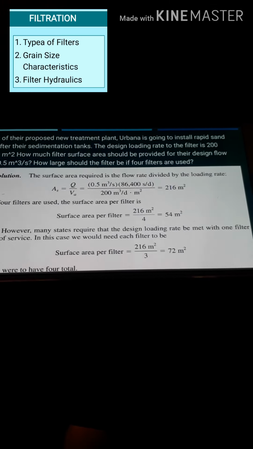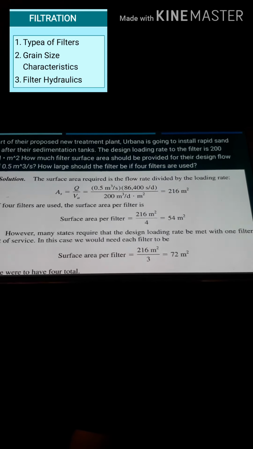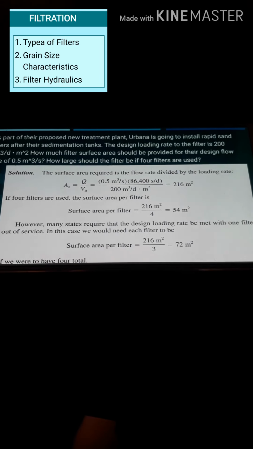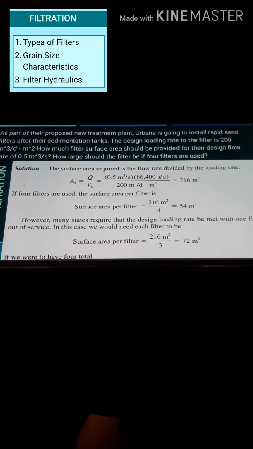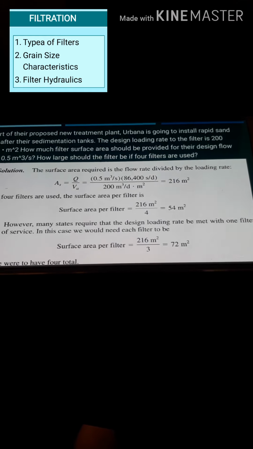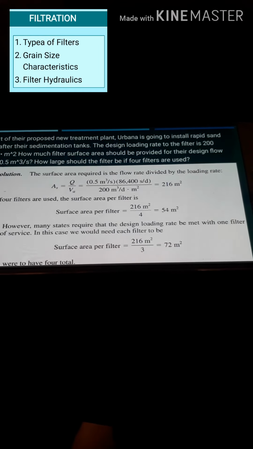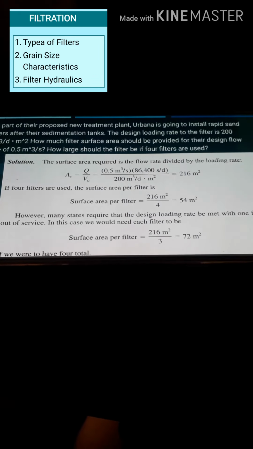So our flow rate will be divided by our loading rate, coming from our problem, and that will give us 216 meters squared. For the second question, if 4 filters are used, the surface area per filter is equal to our surface area divided by 4, and that is 54 meters squared.